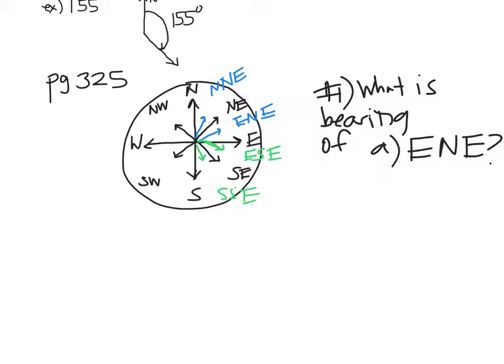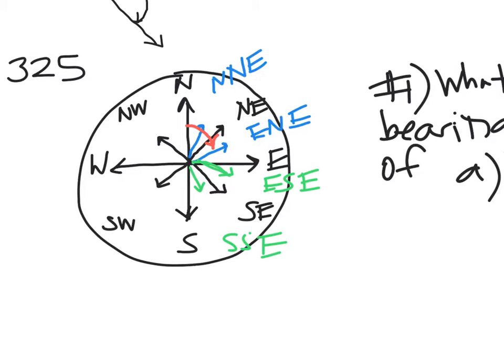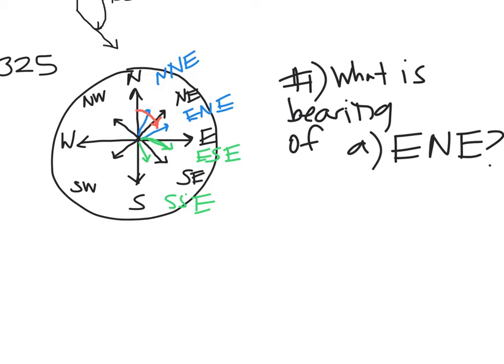Okay, don't forget, bearing is from the north and it's in a clockwise direction. So what we need to do is find out where east, northeast is. Here it is. And I need to take from the north and go that far. Do you see that? The red degree? Do some of you know it already? Yes. Okay. So let's find out how Ricky got that.